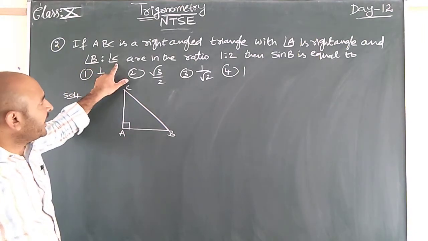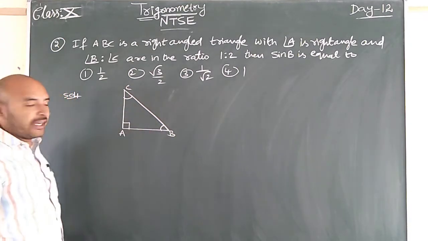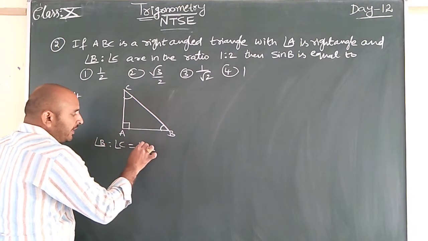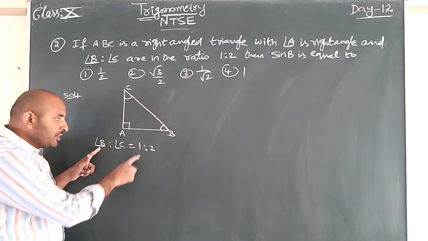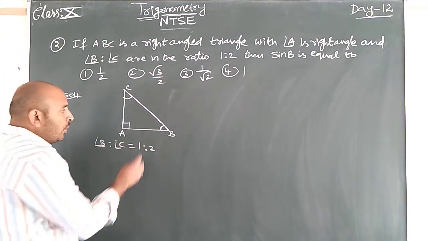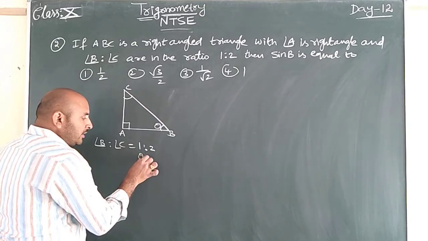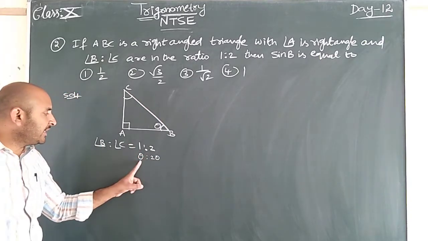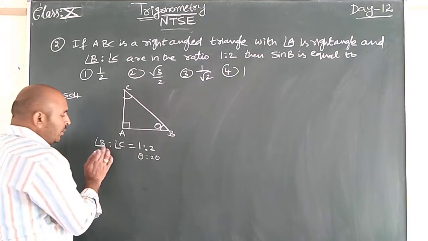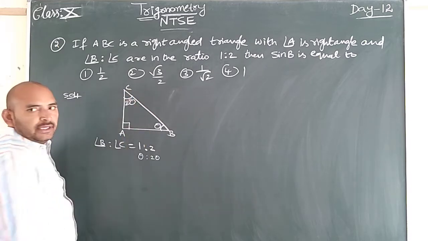Now angle B and angle C are in the ratio, so this angle and this angle are in the ratio 1:2, as already given. That means angle B is 1 times and angle C is 2 times. We don't know the values of angle B and angle C, so let us take this as theta, and this as 2 theta. That means angle B is theta and angle C is 2 theta. Otherwise you can take this as x and this as 2x. So I am taking angle B as theta and angle C as 2 theta.